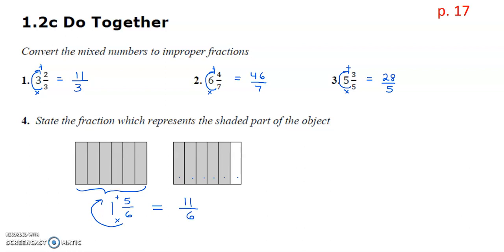So our improper fraction doesn't have a different denominator. It's not all of a sudden out of 12. So if you wanted to count this without having a mixed number, you could say, well, one figure is out of 6, and I have 1, 2, 3, 4, 5, 6, 7, 8, 9, 10, 11 parts shaded out of 6 because one single figure is divided into 6. So either way, 1 5/6 or 11/6, those are both correct answers for number 4.